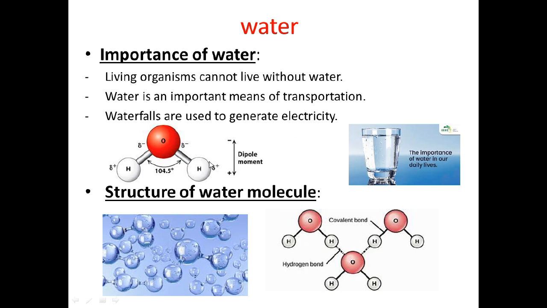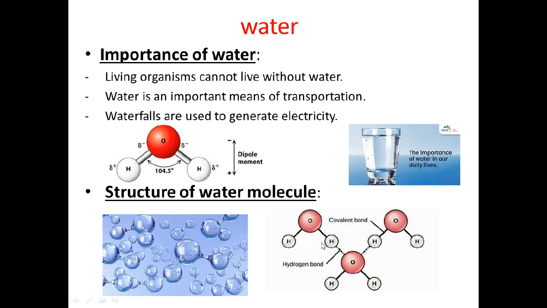The second part of this slide is the structure of the water molecule. As we can observe in the following figure, which represents a molecule of water, it consists of one oxygen atom combined with two atoms of hydrogen. Oxygen is combined with each atom of hydrogen with a single covalent bond, and the angle between them is 104.5 degrees.